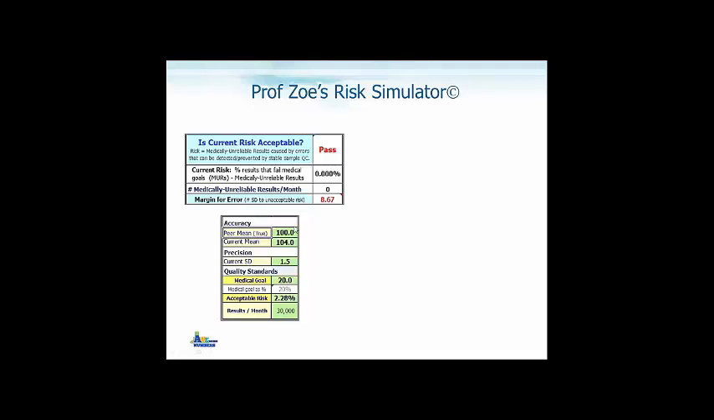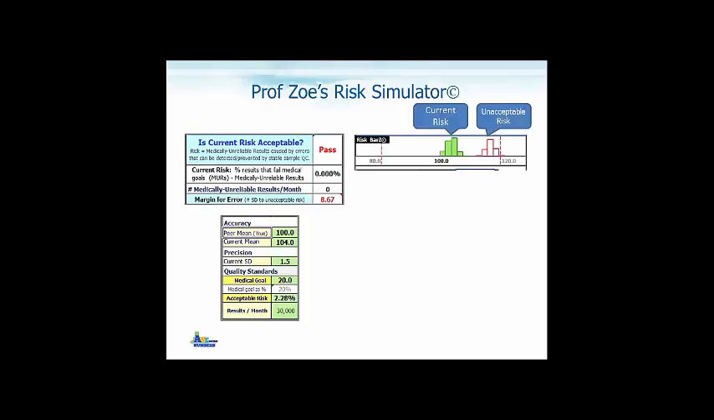When you plug in these 1, 2, 3, 4, 5 magic numbers along with the results per month, the software will tell you, is risk acceptable? What is the current risk? What is the number of medically unreliable results currently being reported? And what's the margin for error? It also shows you the current risk and unacceptable risk on risk bars.